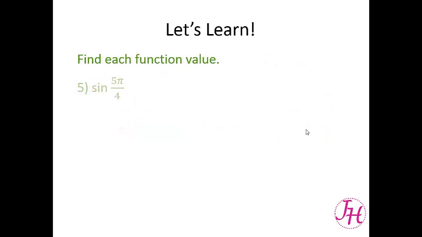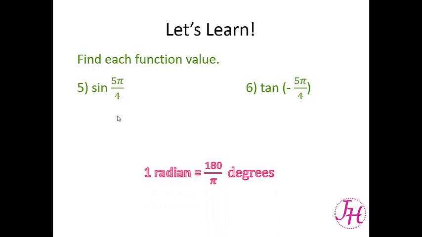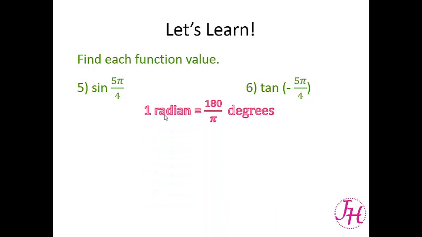Now we're going to find each function value. We need to find the sine of 5 pi over 4 and the tangent of negative 5 pi over 4. Again, we want to convert from radians to degrees, so we're going to multiply just the angle measurement by 180 over pi. We're still looking at the sine value, but when we simplify this, remember that our pi's cancel out, and we already did this calculation, so it's 225 degrees.